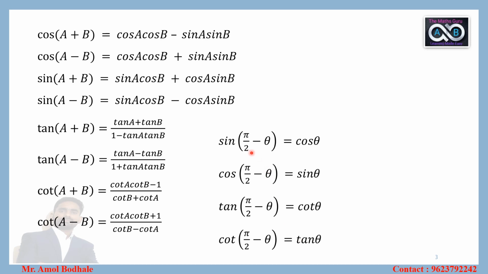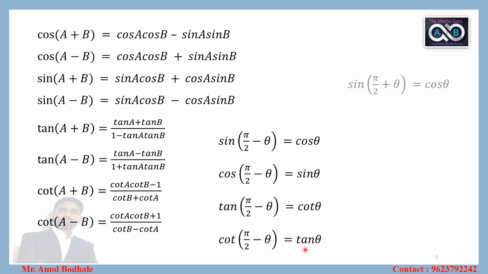And when the angle is 90 minus theta, it means less than 90 degrees, so all angles belong to the first quadrant, that is why all are positive. So simply we can remember: sine of 90 minus theta is cos theta, cos of 90 minus theta is sine theta, tan of 90 minus theta is cot theta, and cot of 90 minus theta is tan theta. Similarly, sec of 90 minus theta is cosec theta, and cosec of 90 minus theta is sec theta.